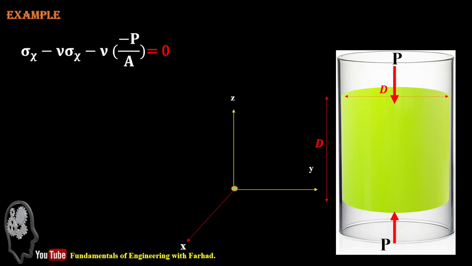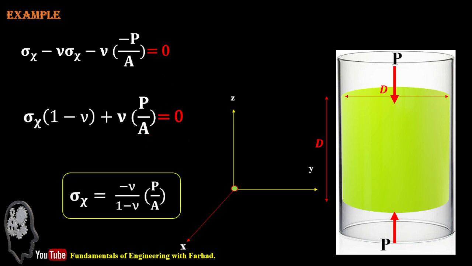And if you just factor out from this equation, sigma x times 1 minus nu plus nu times P over the area is equal to 0. So if you calculate sigma x based on this equation, it's very simple. Nu over 1 minus nu times P over A is the relation for sigma x.